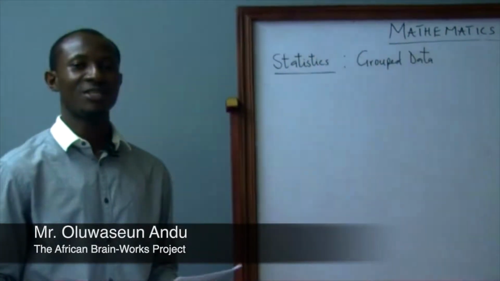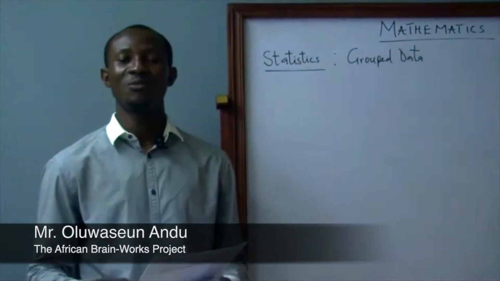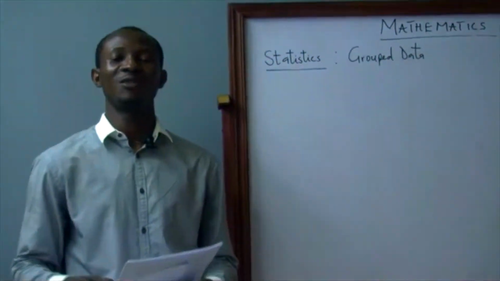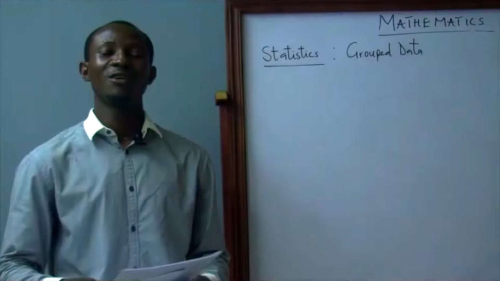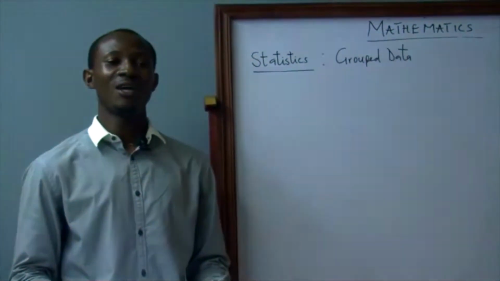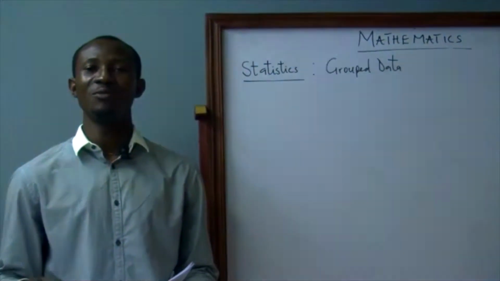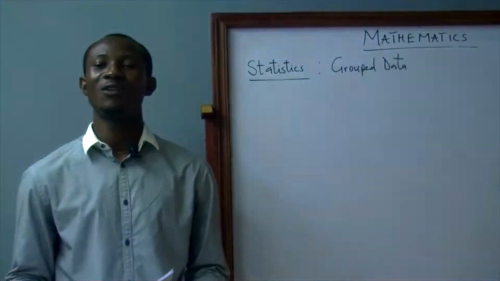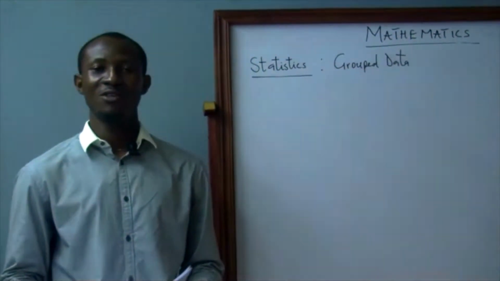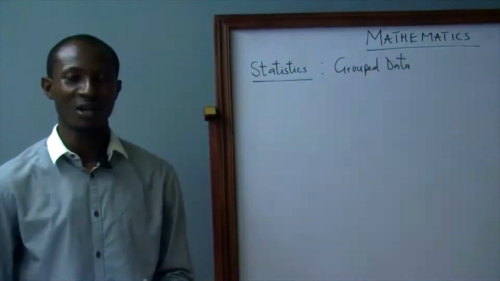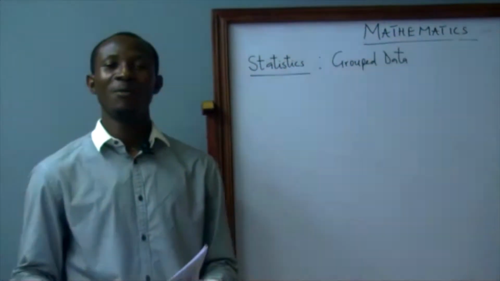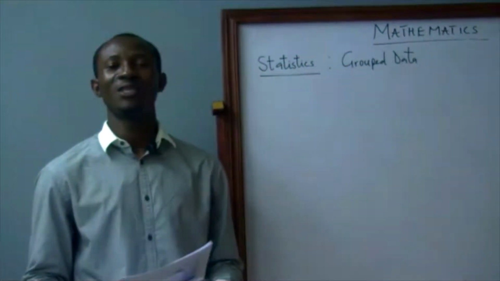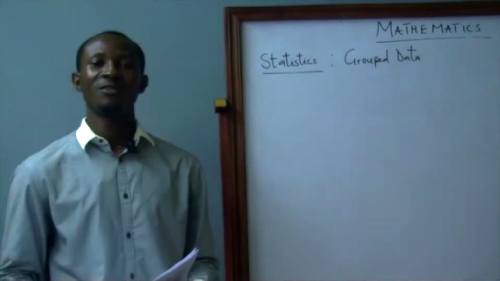So we calculated the mean, the median, the mode, which we refer to as the measures of central tendency or measures of location, and we were also able to calculate the variance, standard deviation, the interquartile range, semi-interquartile range, which are classified under measures of dispersion. Today we shall be examining grouped data.